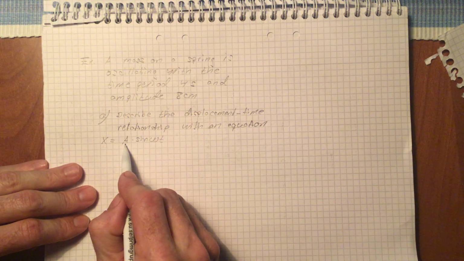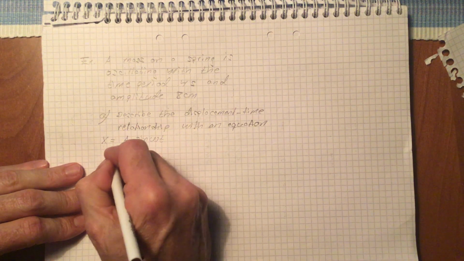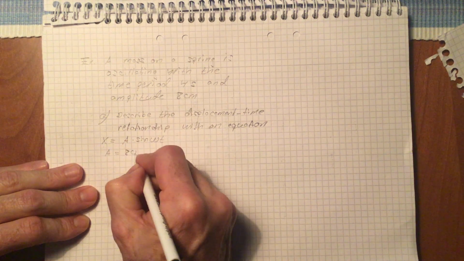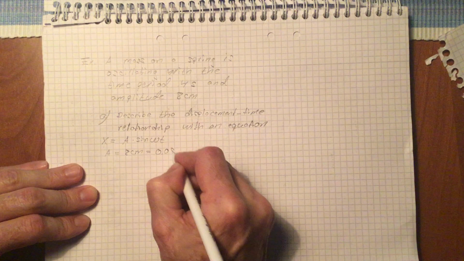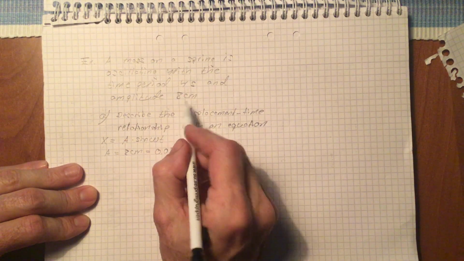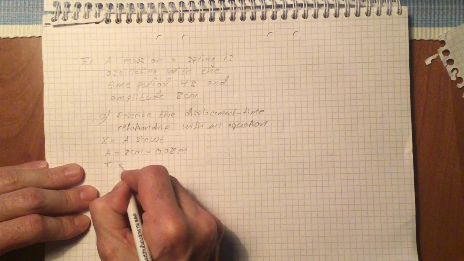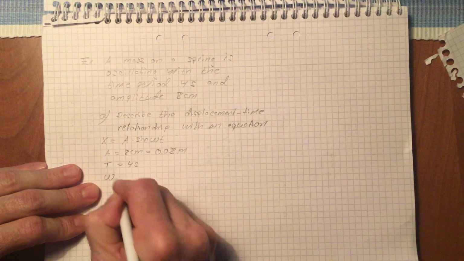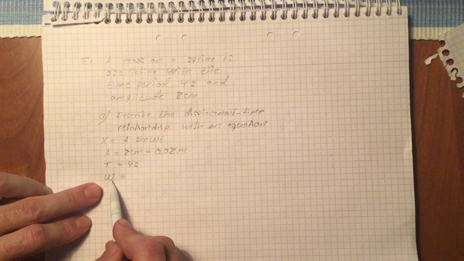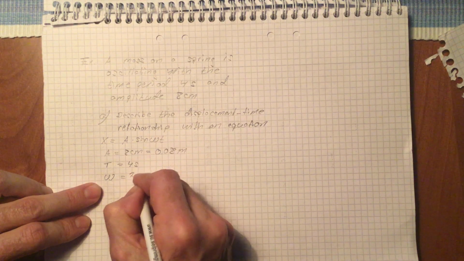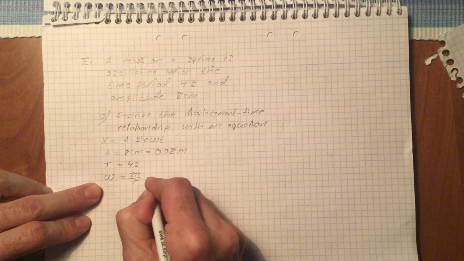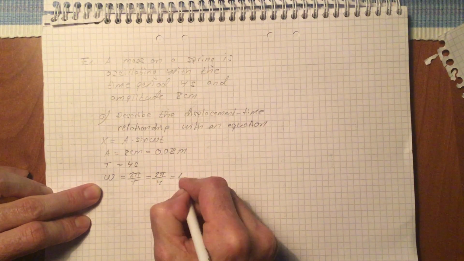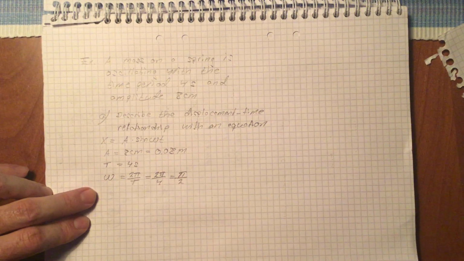Now, I need to find the amplitude and omega. From the text here, we see that the amplitude is 8 centimeters or 0.08 meters, and the time period, capital T, is 4 seconds. So I can calculate the angular frequency. We need it here. That is 2 pi divided by T, 2 pi divided by 4. That is pi divided by 2.